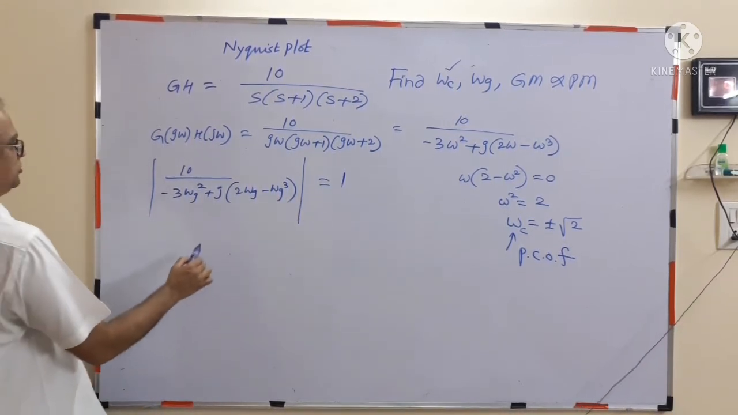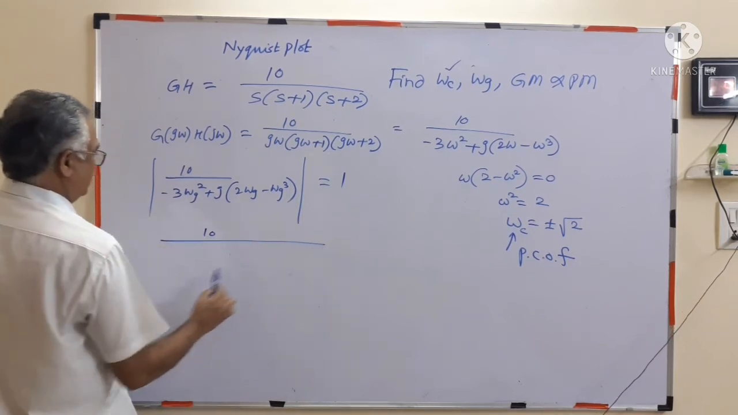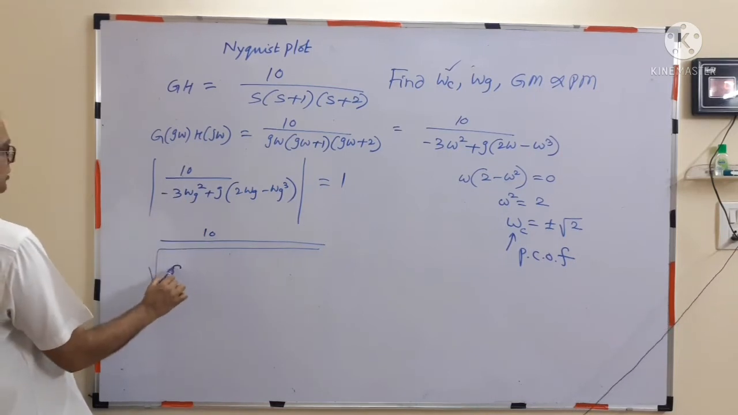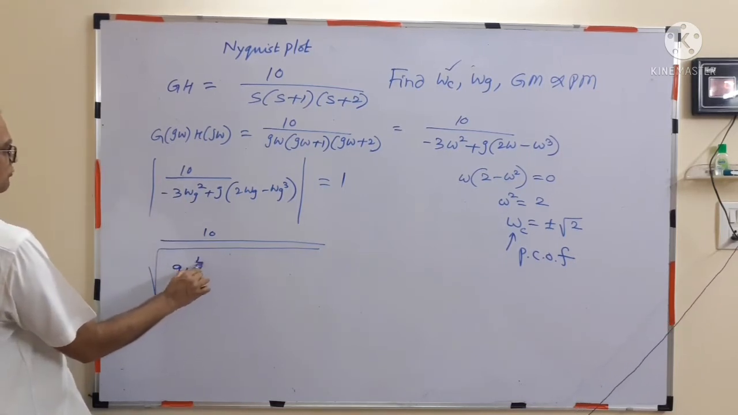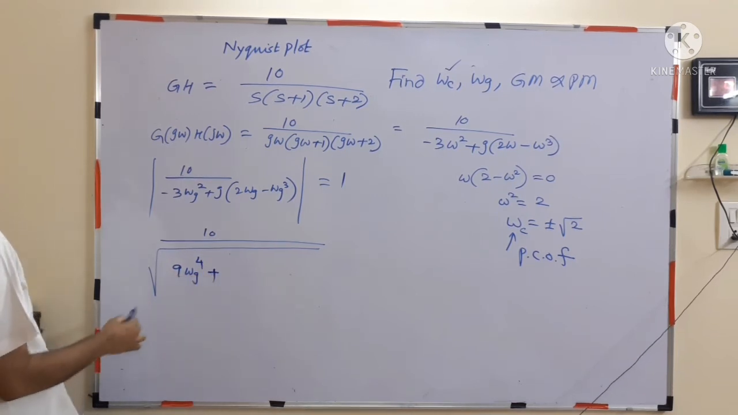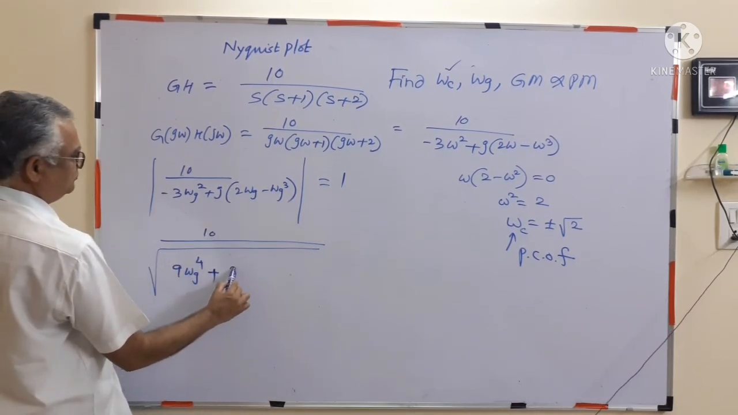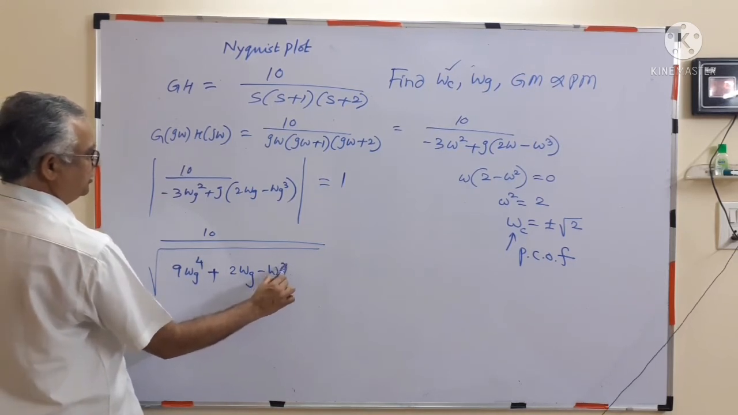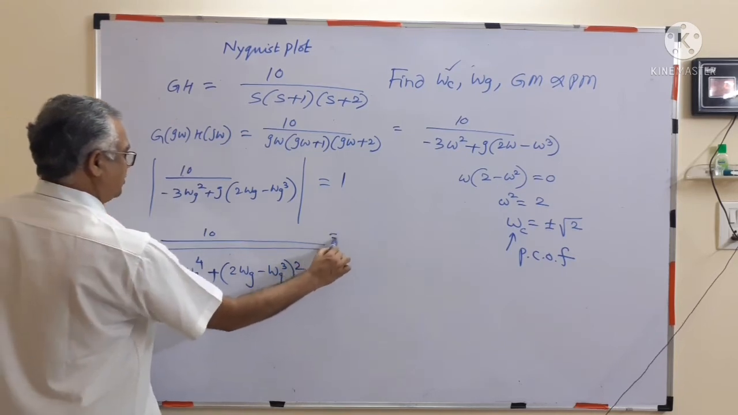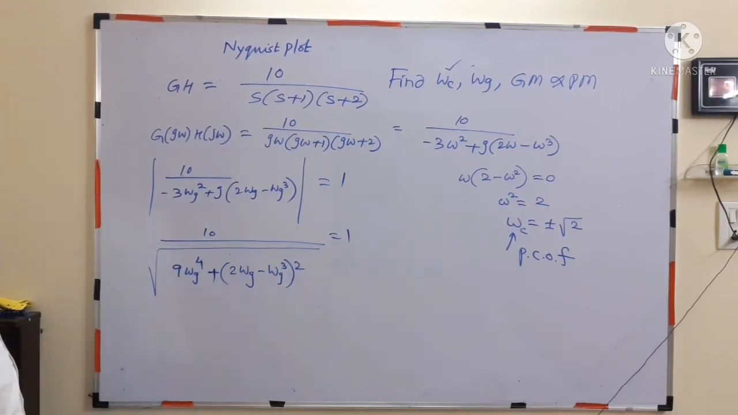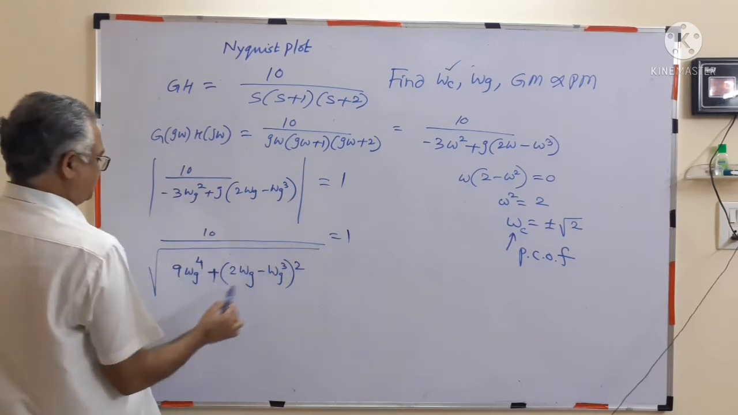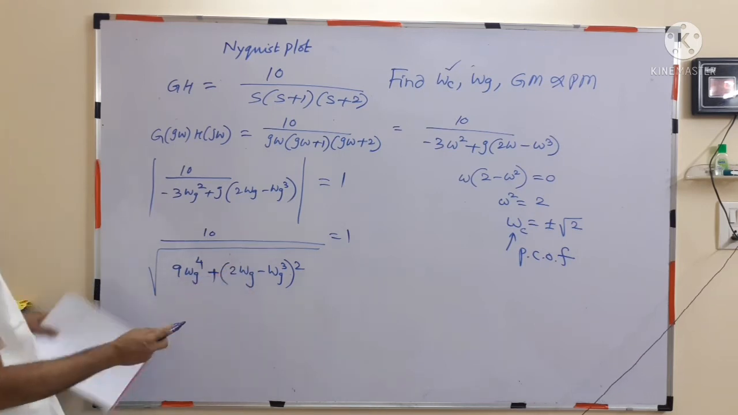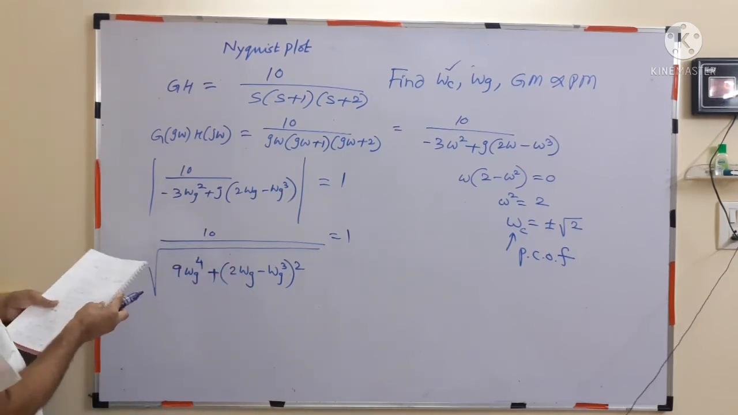So how to find this magnitude? 10 by square root of, this is square, so 9 omega g to the power of 4 plus this is square, so 2 omega g minus omega g cube square is equal to 1. So square both these sides, you will get 100. Then expand and simplify, one step I am eliminating.